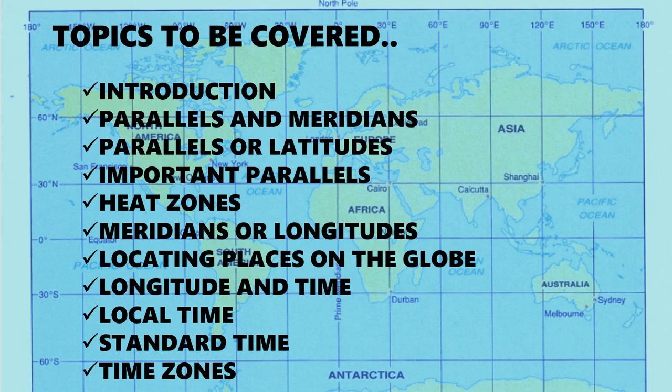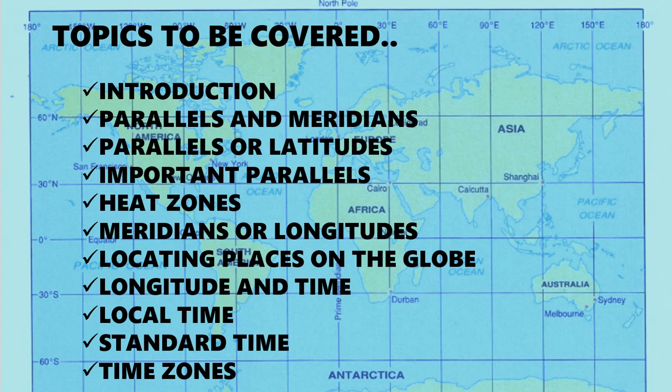The first one is the introduction. This is an introduction to our planet Earth, and some reference points which are very much necessary for describing the location of a place. Then we'll be moving to parallels and meridians. These are sets of circles. We'll be reading about them in brief.